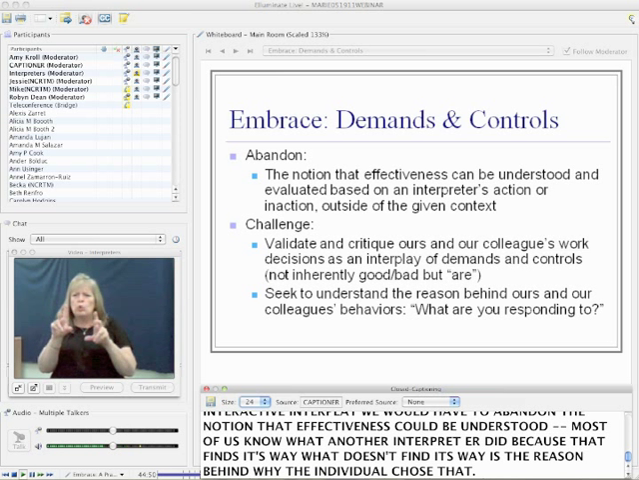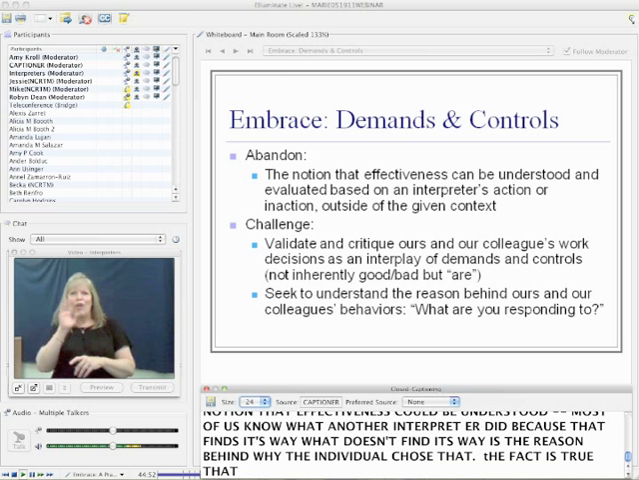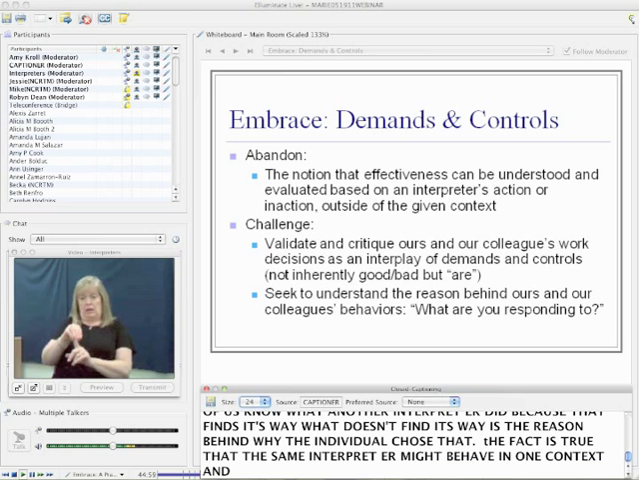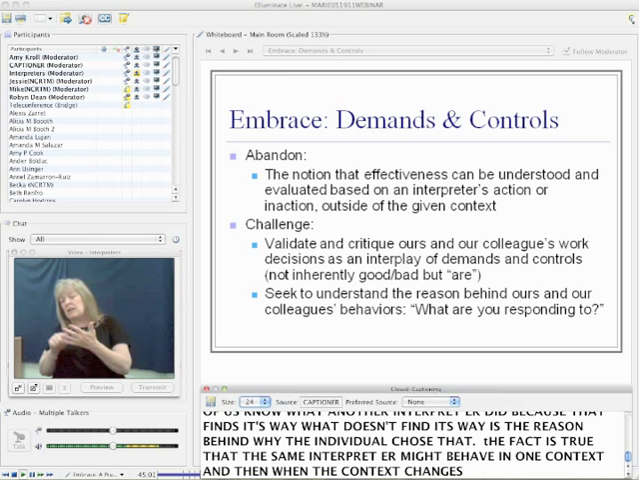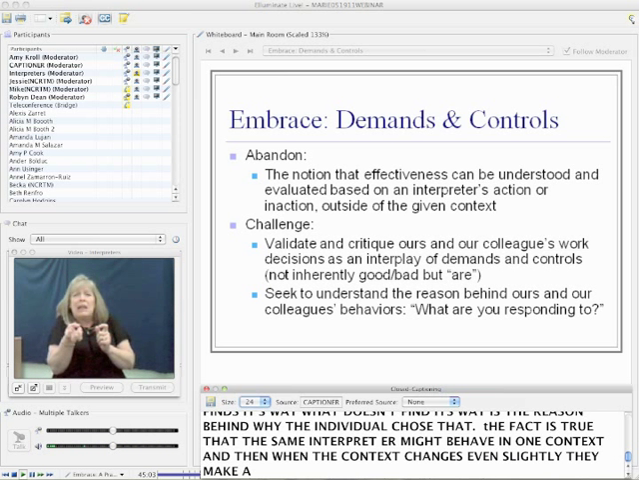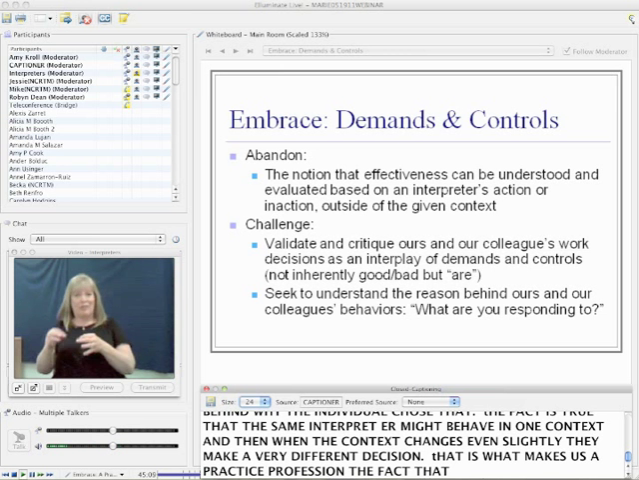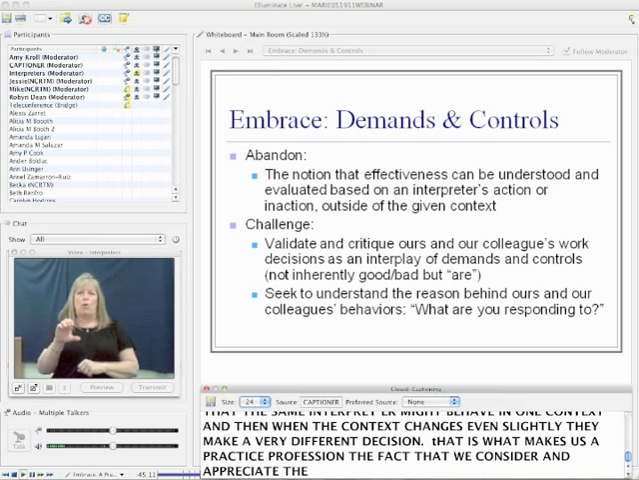The fact is true that the same interpreter might behave in one context and then, when the context changes, even slightly, may make a very different decision. That is what makes us a practice profession. The fact that we consider and appreciate the important contextual factors. What would this challenge be?